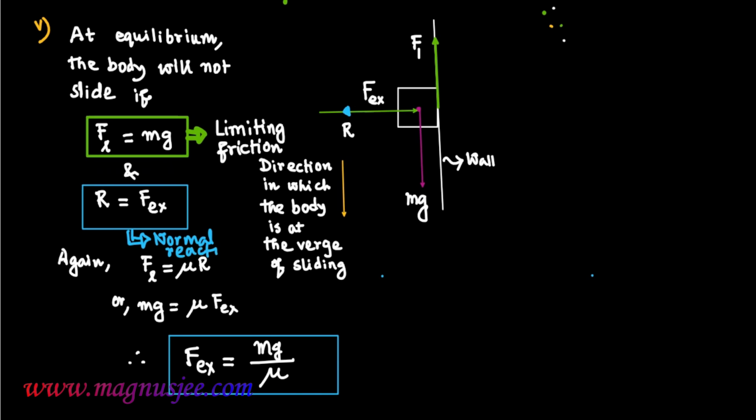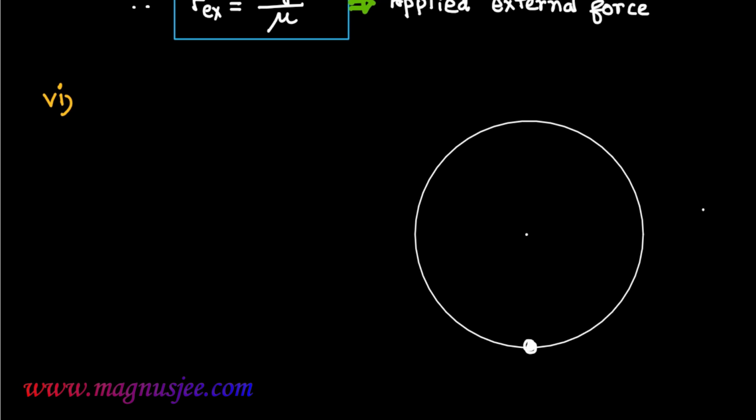R is the normal reaction. And Fex is the applied external force on the body against the wall. And number 6 formula, an insect moves from the point A to B, and we can draw the radius of this circular surface or spherical surface, and we can draw two radii. These are the radii of this spherical surface.